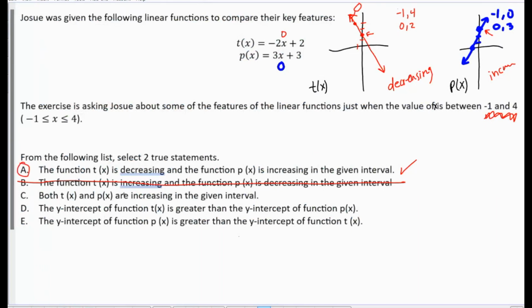Both t of x and p of x are increasing? No, we know t of x is decreasing. The y-intercept of function t of x is greater than the y-intercept of function p of x? Well, 3 is bigger than 2, so that's not going to be true. And the last one, the y-intercept of p of x is greater than the y-intercept of t of x. Well, that is true.